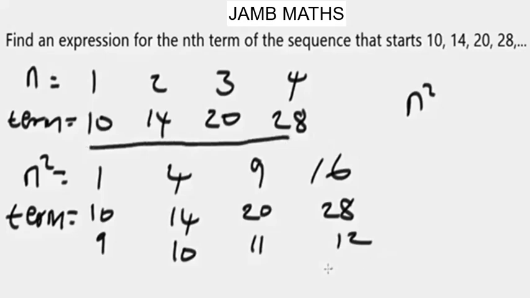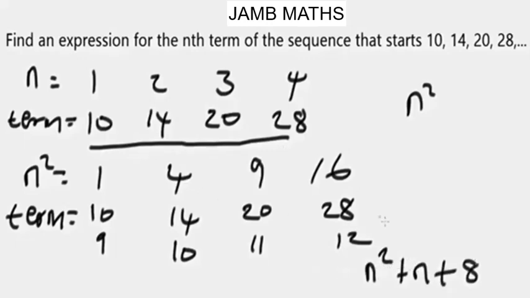Looking at this critically, we can deduce that the expression for the nth term will be n square plus n, plus 8. Let's see what it gives us. This is critical, you have to employ your critical thinking. Let's use this expression and see if it's valid.